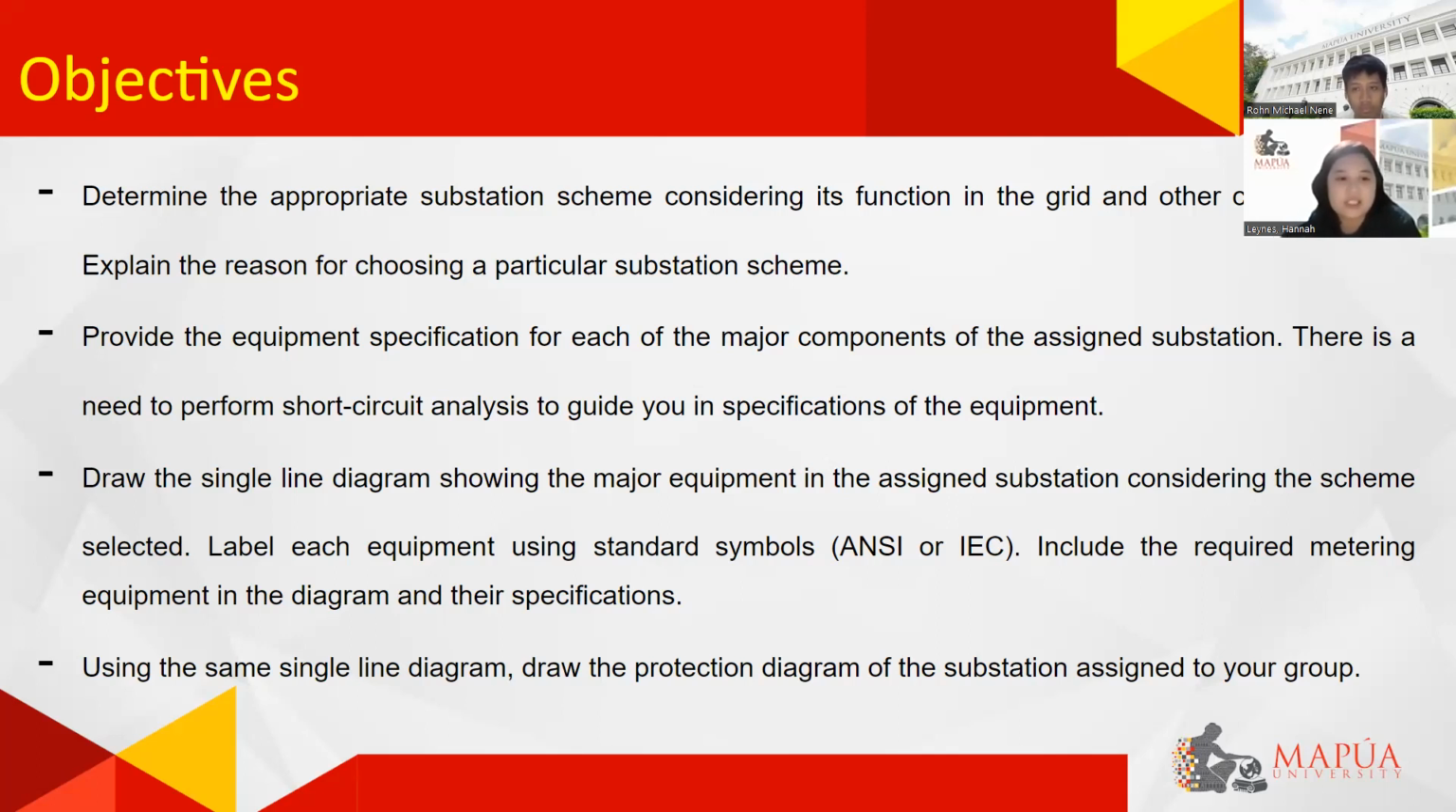Next is to draw the single line diagram showing the major equipment in the assigned substation considering the scheme selected. Label each equipment using standard symbols, ANSI or IEC. Include the required metering equipment in the diagram and their specifications. Then, using the same single line diagram, draw the protection diagram of the substation assigned to your group.